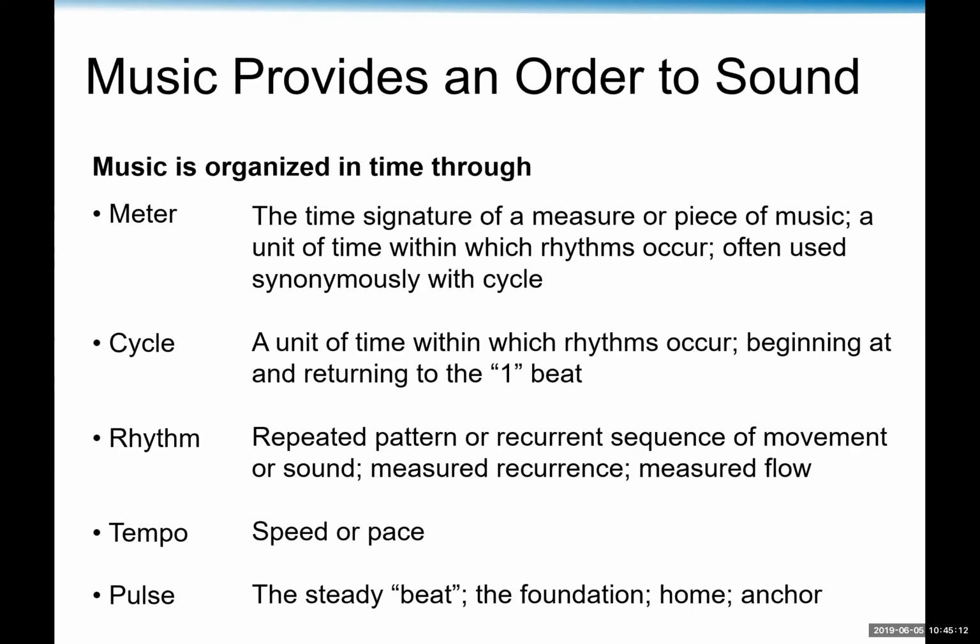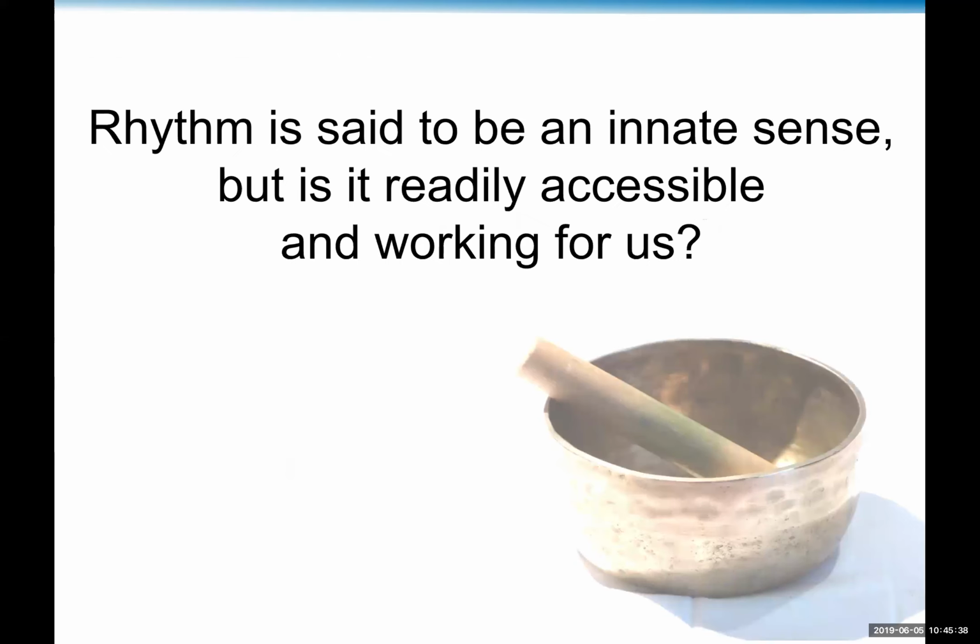So let's take a look at these basic definitions. Meter is the time signature or the measure of a piece of music. Cycle is the unit of time within which the rhythm occurs. Rhythm is that pattern or recurrent sequence of movement of sound. Tempo is how fast it is. And the pulse, that's our beat, our anchor, our home point. Have you thought about recently or consciously considered working with your own rhythm and seeing how that affects you?